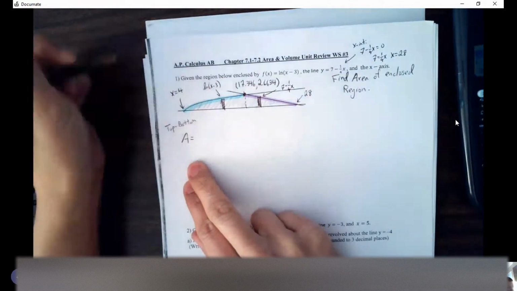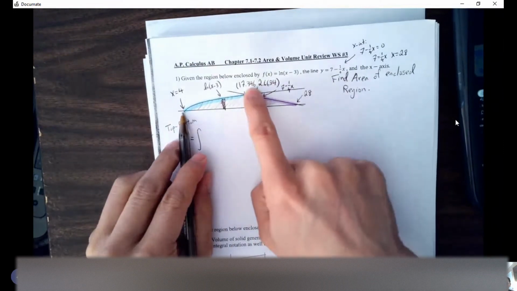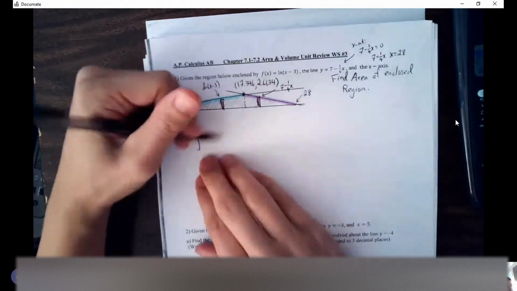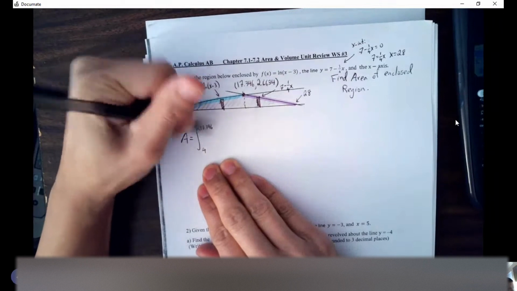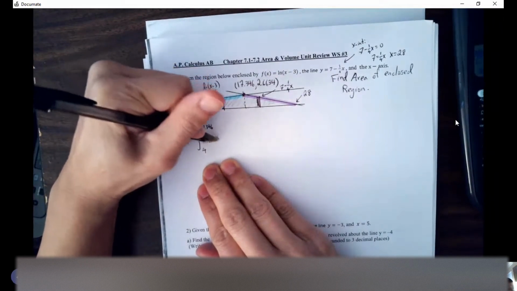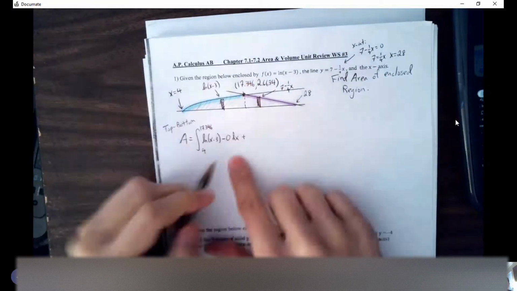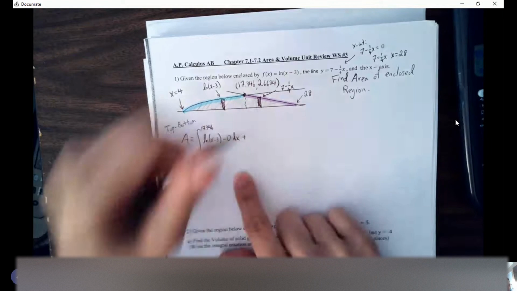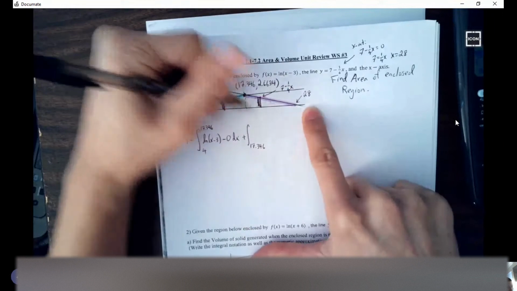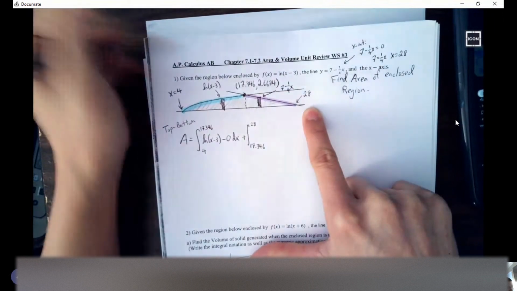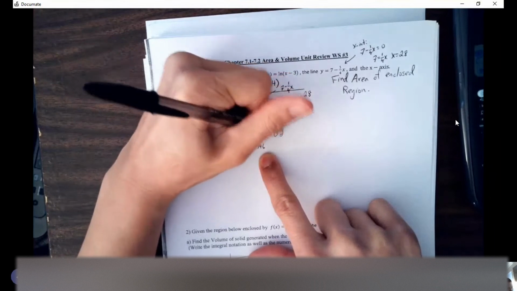Okay. So area, integral from left bound to right bound in terms of x. So we go from 4 to 17.346. Top minus bottom, so natural log of x minus 3 minus 0 dx. So that takes care of the left region. The right region here, integral from 17.346 to 28. Top minus bottom. Minus zero dx.